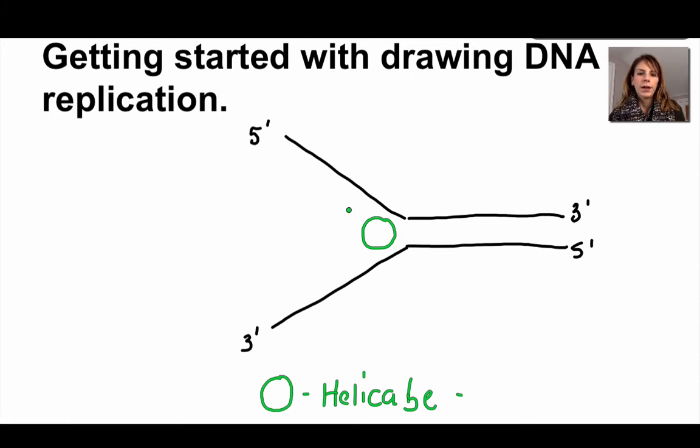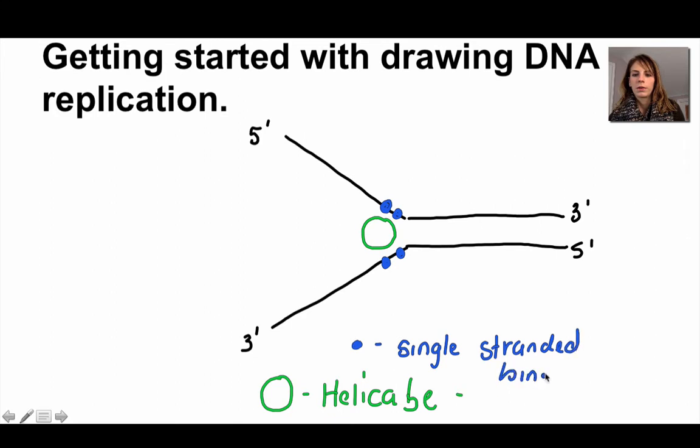The other thing I'll mention at this point is that for the DNA to remain separated like this, it's not very stable. So there's actually a second protein that comes along, and it sticks to the single-stranded DNA, and it holds it apart so that replication can happen. So I would, again, on my key, put a little dot and say that these stand for single-stranded binding proteins. Okay, so that just gives you a sense for how to get started with the replication diagram.